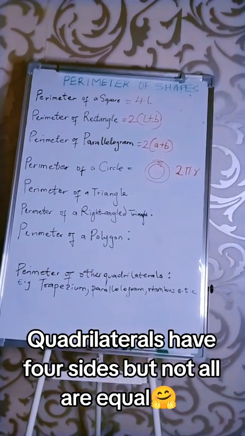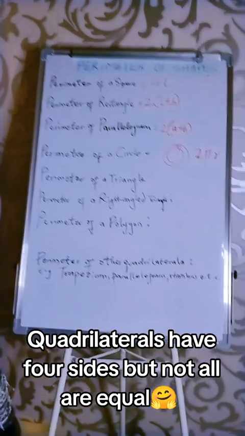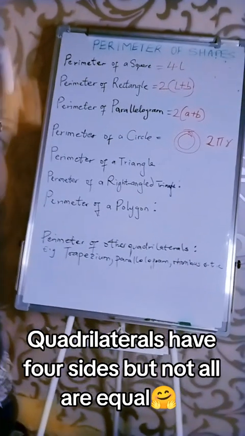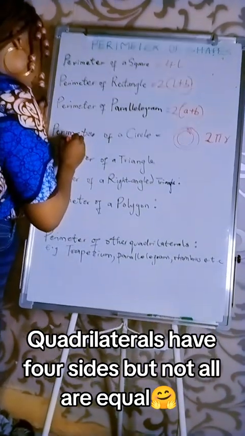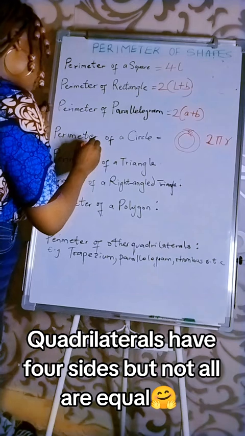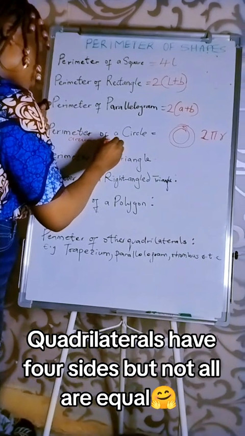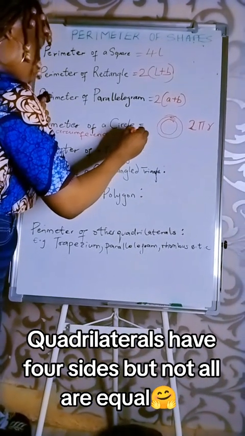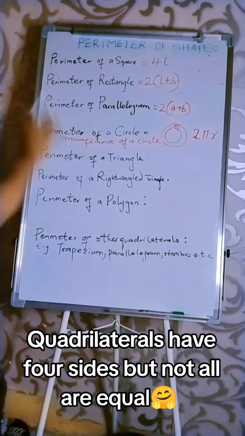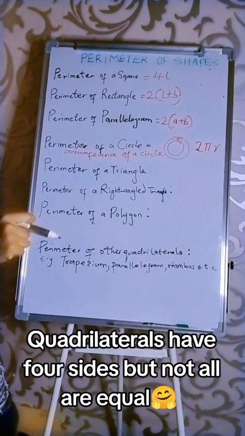So when you hear perimeter of a circle, just use the formula for what? Circumference of a circle. I can write it down. Circumference of a circle.